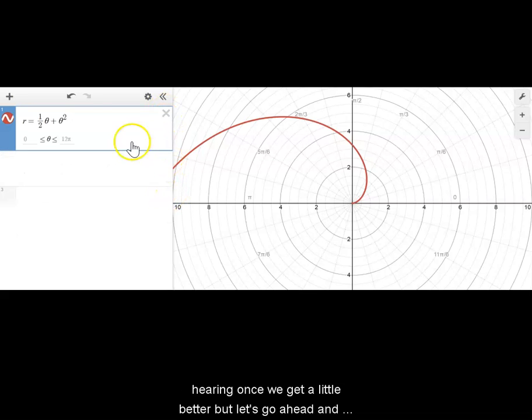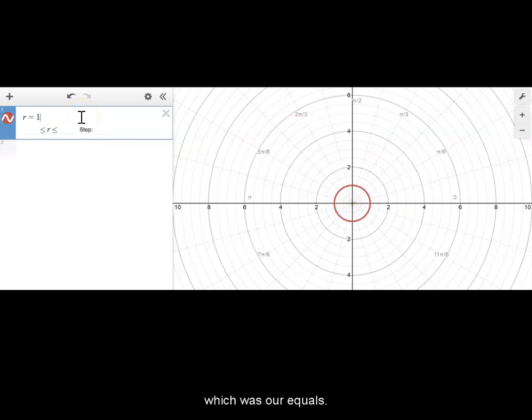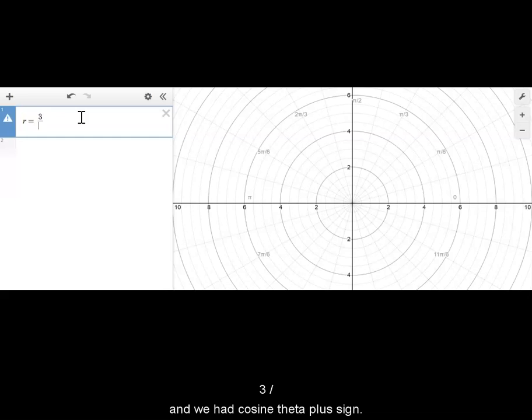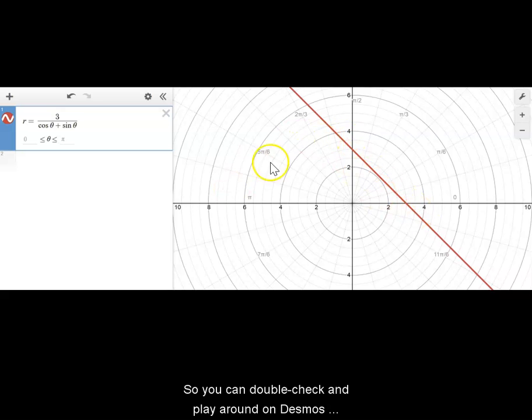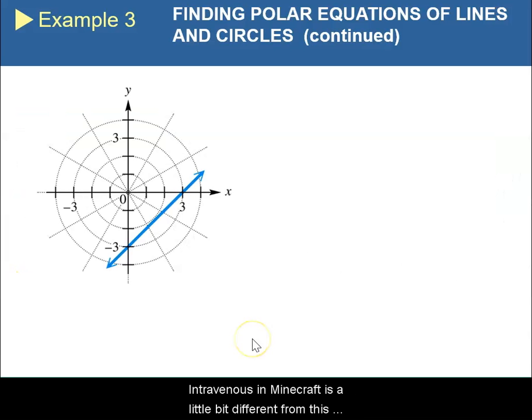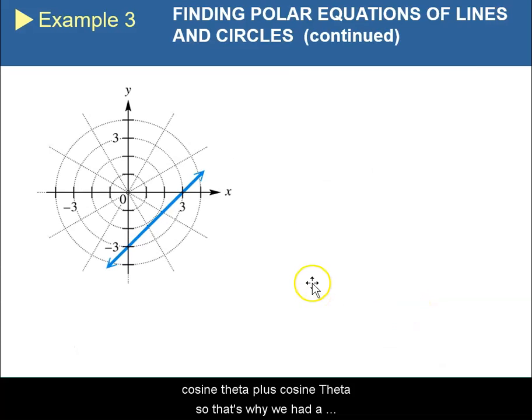But let's go ahead and look at one of the ones that we just looked at, which was r equals 3 divided by cosine theta plus sine theta. And we had a line, right? So you can double check and play around on Desmos if you want to make sure you have the same kind of graphs. If you notice, my graph was a little bit different from this because I just went off my memory and put 3 cosine theta plus sine theta, so that's why we had a slightly different slope than what we had here.